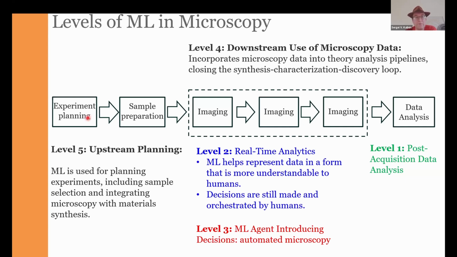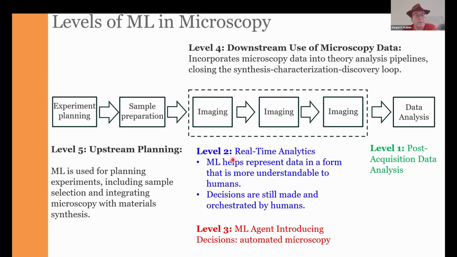Imagine that this is your workflow as the microscopist. You plan the experiment, you make a sample. This is your day in the microscope. This is when you go back home and analyze the data. So how can machine learning fit into this scheme? The first level is the post-acquisition data analysis. Obviously, once you analyze the data, you cannot go back to the instrument and do the experiment differently. So almost impossible.